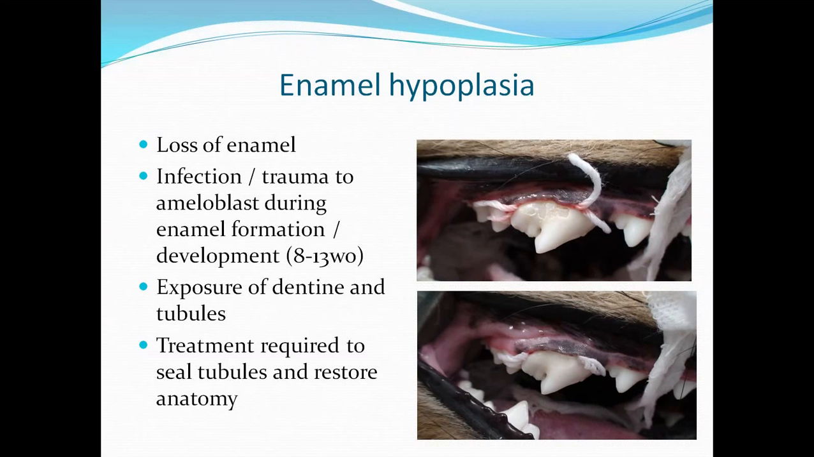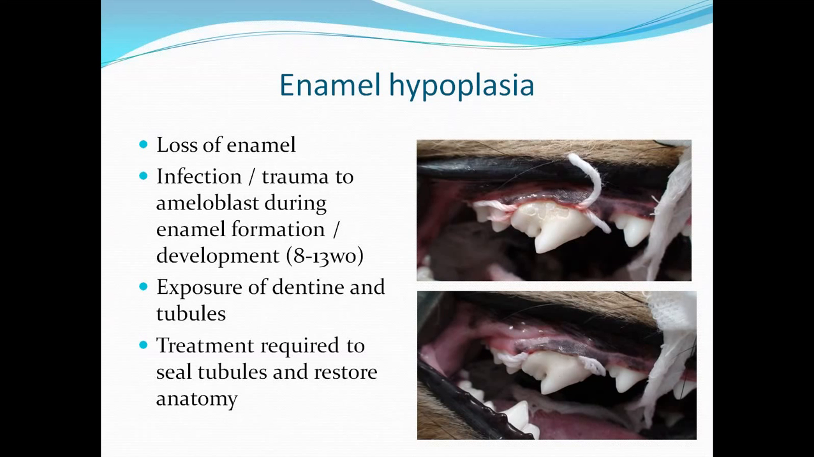So this is an important time for the animal not to suffer some form of systemic or local trauma or infection, because if the area increases in temperature, then the ameloblast, which forms the enamel, stops formation, and you have either weaker or irregular formation of enamel. By definition, if the enamel comes off, you're going to expose the dentine and therefore expose the tubules as well.